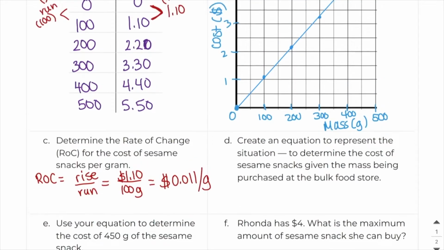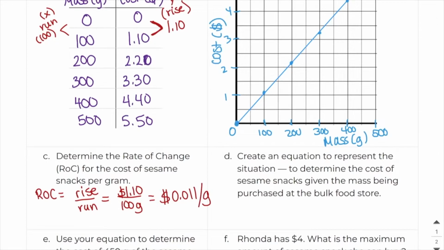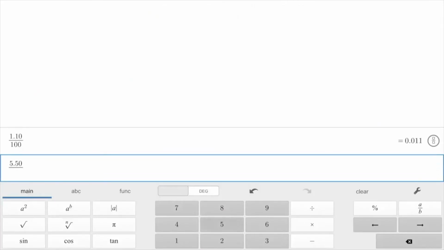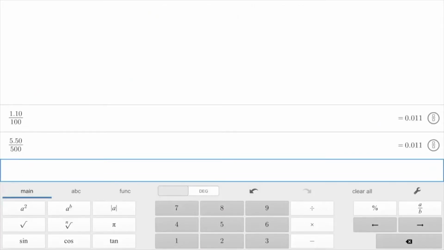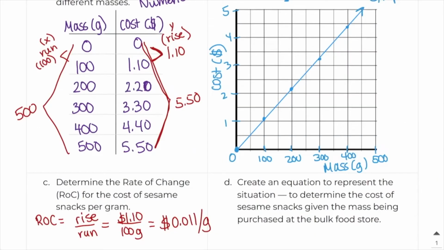Another option that we have is we could do the rise over the run right here. We can see here that the rise is $5.50. Here the run is 500 grams. Let's go ahead and divide those two numbers. I still get that 0.011, okay? And you can choose any starting point, any ending point, it's up to you, and you'll still get the right answer if you do it correctly.